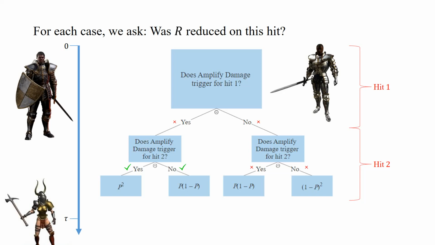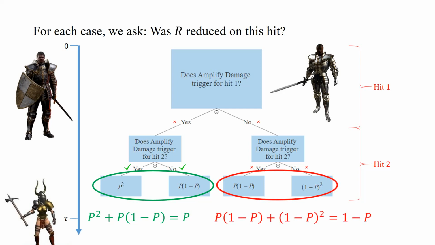And so let's just look at the probability on the second hit that we get a reduction to the target's physical resistance. Looking at these 2 boxes here, their sum, that is the probability that either occurs, is p squared plus p times 1 minus p, and that just simplifies to p. Whereas the chance on the second hit that it does not occur, that is the chance that either of those cases occurs, that's their sum, which is just 1 minus p. So this is interesting because on the second hit, the chance that Amplify Damage does reduce the target's physical resistance is just proportional to the probability on the first hit that it triggered. And the chance that it doesn't is proportional to the probability on the first hit that it did not trigger. So this is interesting to keep in mind.